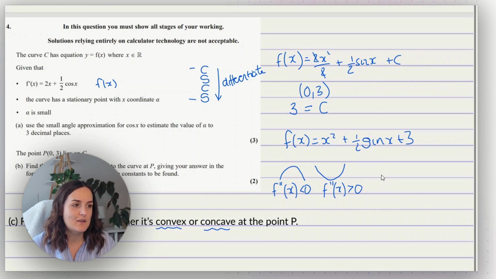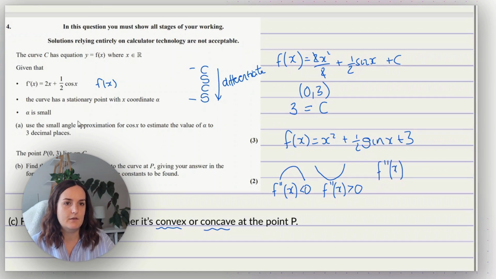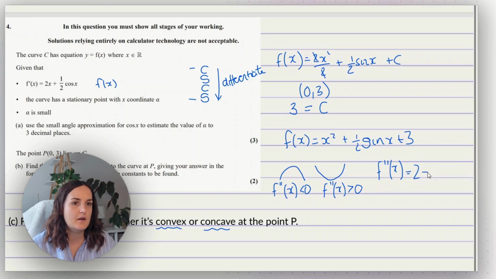In order to do that, you actually need to find the second derivative first. So we're going to differentiate the first derivative. 2x becomes 2. And cos, let's have a look at what cos differentiates to. It differentiates to minus sine. So this now becomes minus a half sine x. At this point, we are going to put in 0. So this becomes 2 minus a half times 0, which is 0, so it just becomes 2, which is greater than 0.